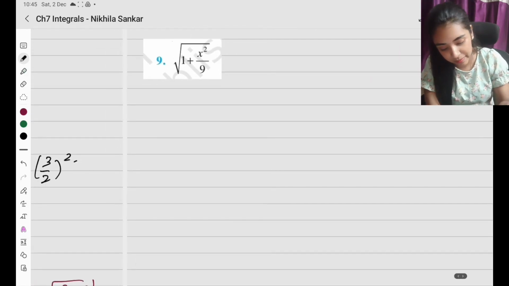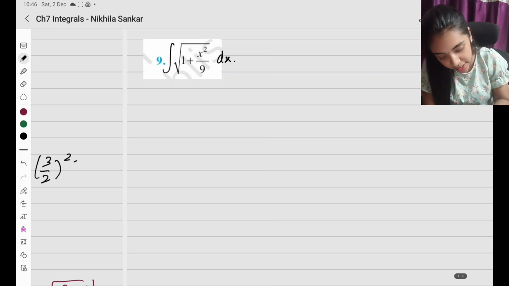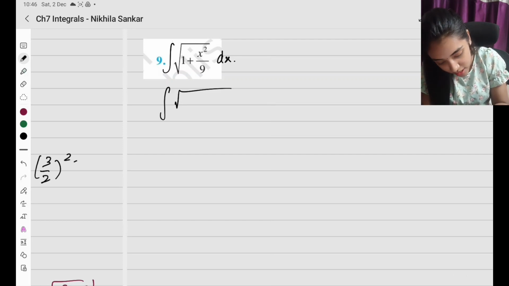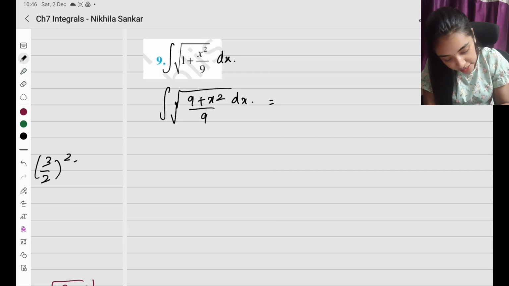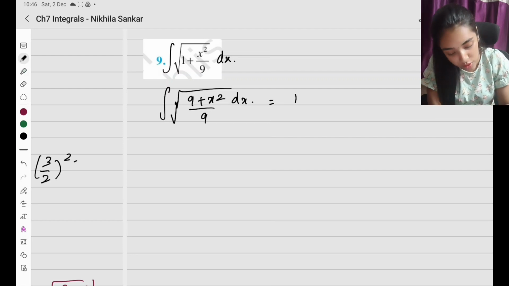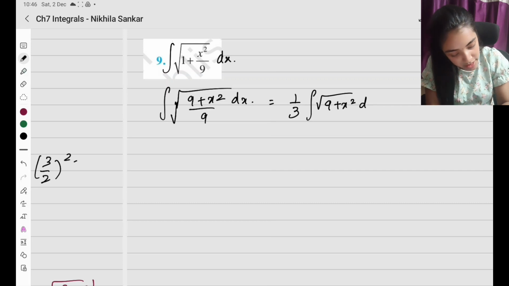Question number 9. So integral times dx. First, inside the integral I am going to multiply by the LCM, so I take the square root of 9 plus x square divided by 9, everything inside a square root, times dx. So when I remove root of 9 outside, what do I have? 1 by 3 integral square root of 9 plus x square times dx.